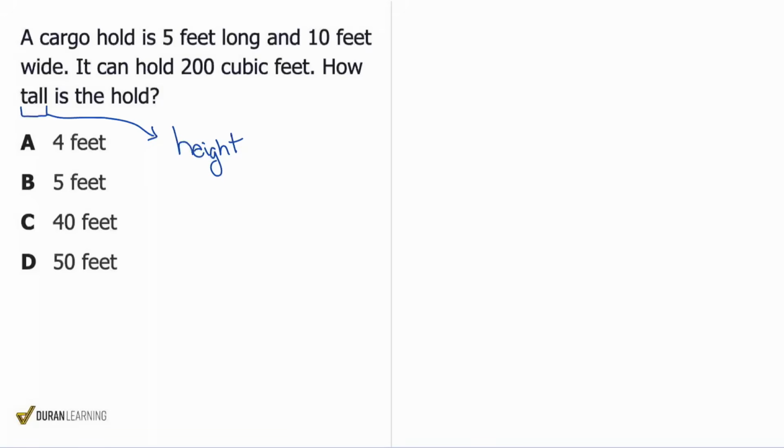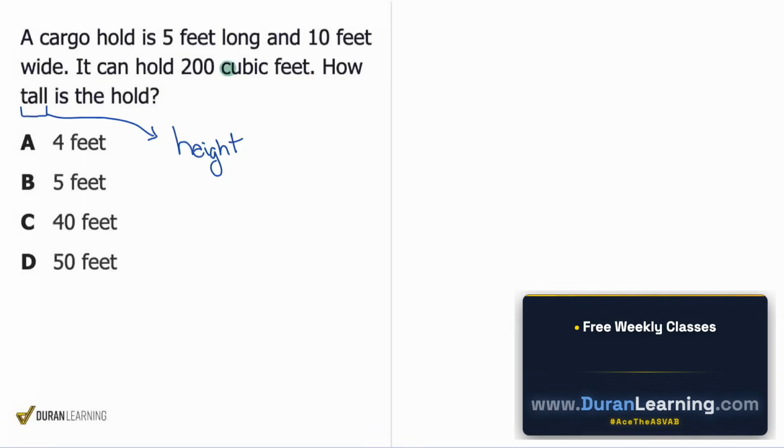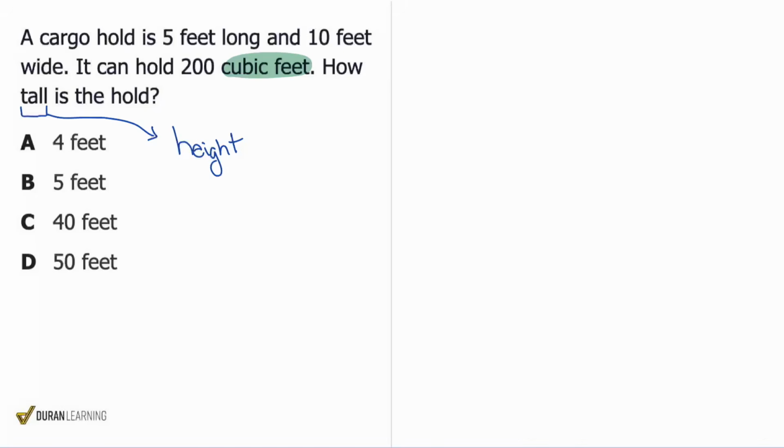Up next, what is related to this height? What shape are we dealing with? What do we have going on here? If we take a look, it says a cargo hold is 5 feet long and 10 feet wide. Everybody, it almost sounds like they just described a rectangle. But here's the problem. When we read it can hold 200 cubic feet, everyone, what kind of a unit is cubic feet? Cubic feet describes what type of unit? Yeah, it describes volume.